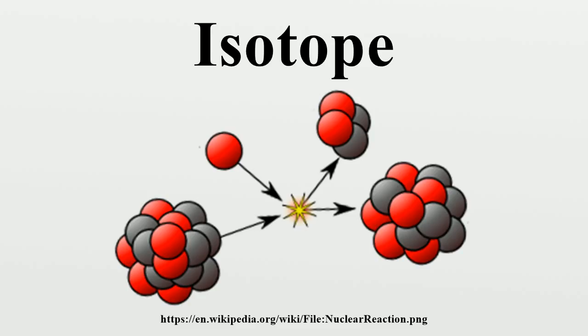a different mass number. For example, carbon-12, carbon-13 and carbon-14 are three isotopes of the element carbon with mass numbers 12, 13 and 14 respectively. The atomic number of carbon is 6, which means that every carbon atom has 6 protons, so that the neutron numbers of these isotopes are 6, 7 and 8 respectively.